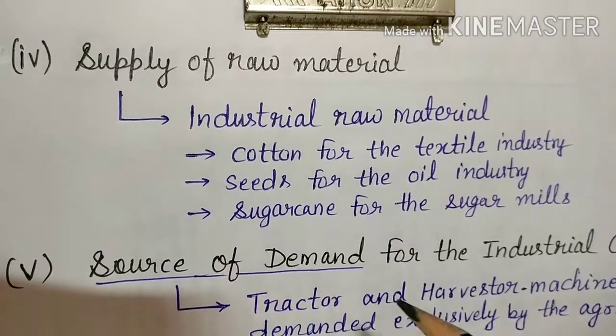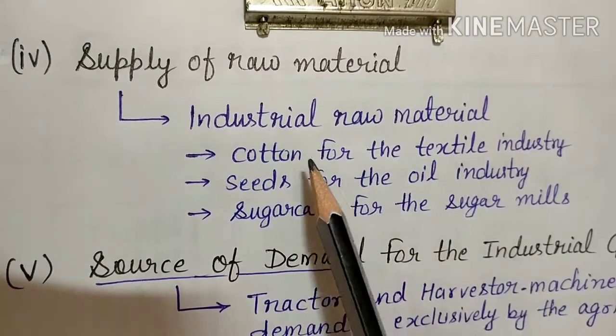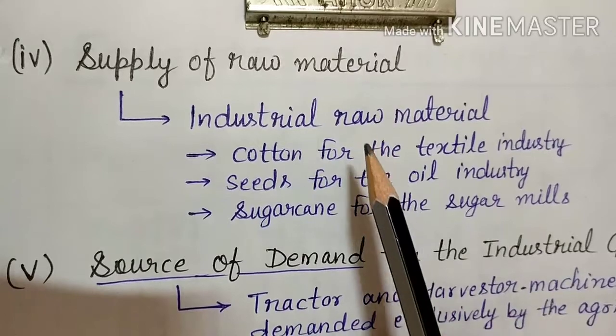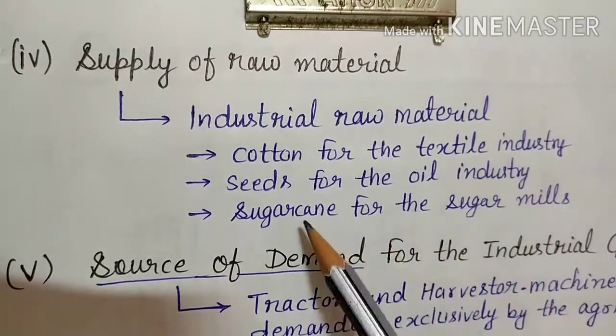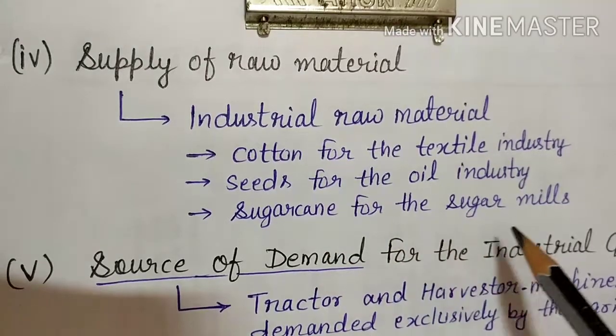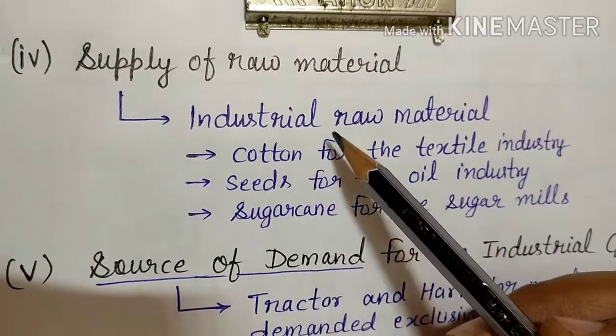Then the fourth point under the importance of agriculture is supply of raw material. Agriculture supplies industrial raw material like cotton for the textile industry, seeds for the oil industry and sugar cane for the sugar mills. So we can't ignore its importance.